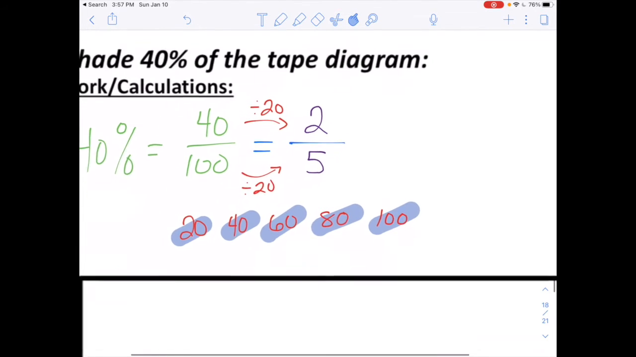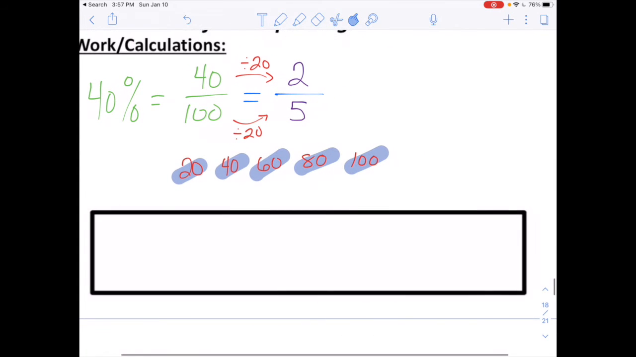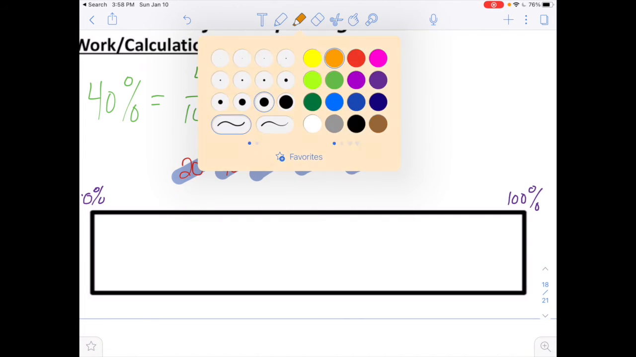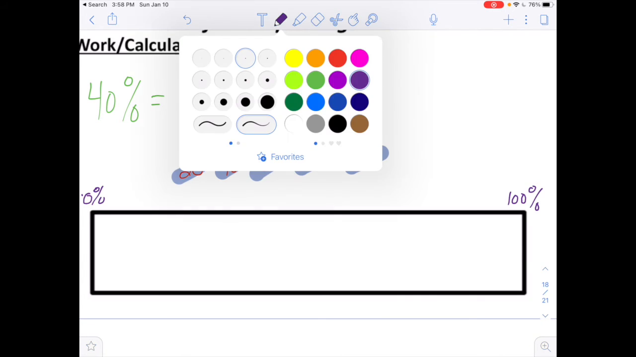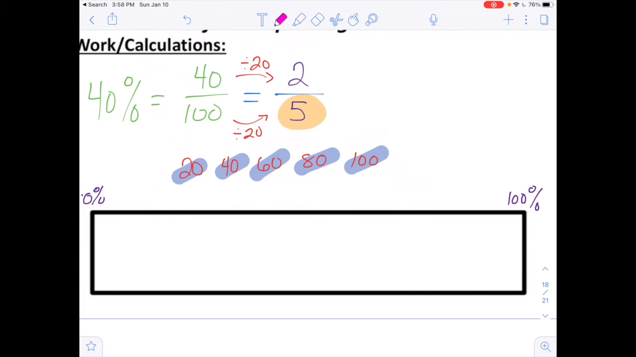So what this means is now, for this example, I can still start with 0% and 100% on the ends. But now instead of taking the entire bar and cutting it into 10, because the denominator is 5, I can cut this whole bar into 5, and I'll do the best that I can. It's a little bit tricky. Let's see. 1, 2, 3, 4, 5. All right, that's pretty good.